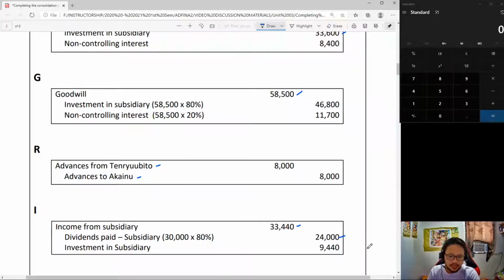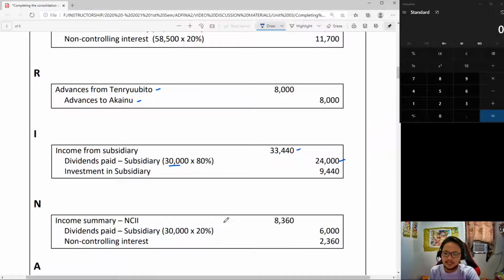So, yan. 33,440 and 24,000 dividends. This is computed by taking the dividend of the subsidiary, multiplying it by 80%, kasi kay parent lang to. Dividend is 30,000 ni subsidiary, 80% controlling interest. So that is Sogri already. Now we'll go to the second to the last entry that we have.